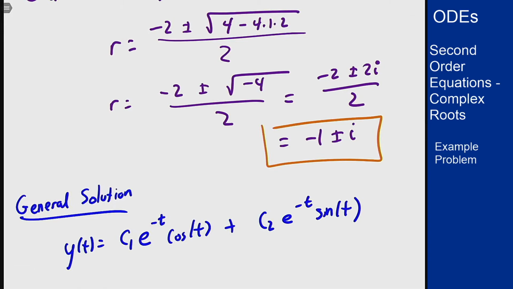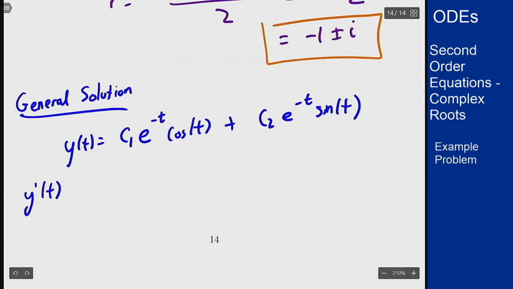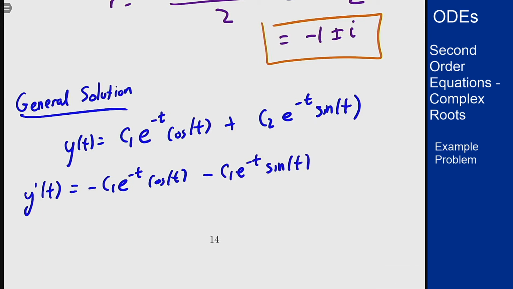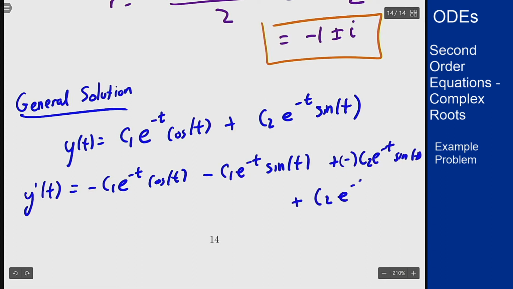And now I want to solve for initial conditions, which means I need y and I need y prime to be able to plug in 0. Let's compute y prime. We'll need to do each term here by the product rule, which will give us a -c1 e^(-t) cosine of t minus a c1 e^(-t) sine of t. The minus on the second one comes from the derivative of cosine being negative sine. And then plus a negative c2 e^(-t) sine of t, and then plus a c2 e^(-t) cosine of t.